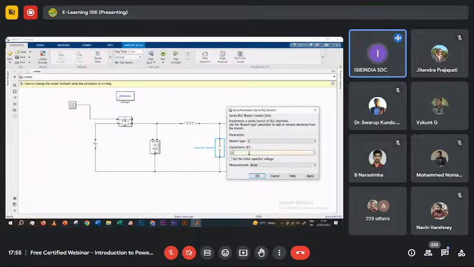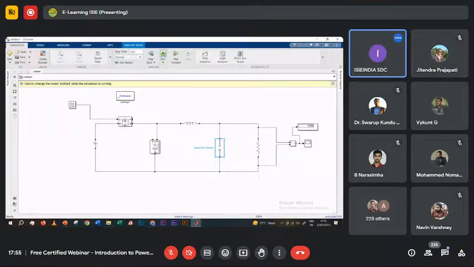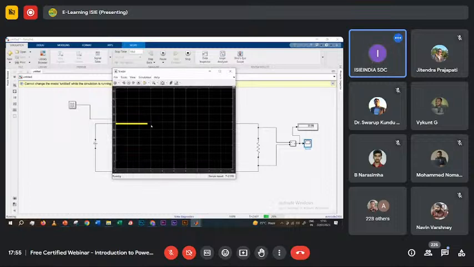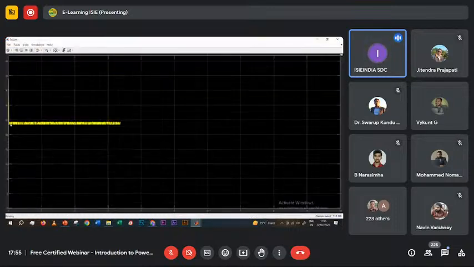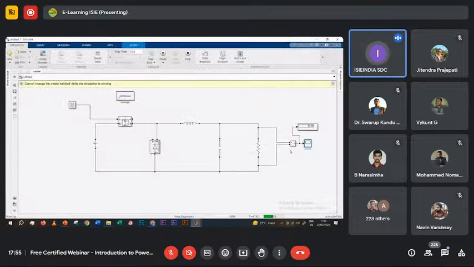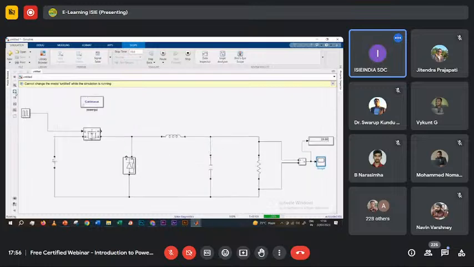I'm getting this value, it's 21.7 E minus 6. So the C value was 21.7 microfarad. So you can see here at the output, the value is about 24 volts. There is a little bit of ripple. If we want to remove that ripple, we need to add more filters to get exactly 24. So I hope you understood this simulation.